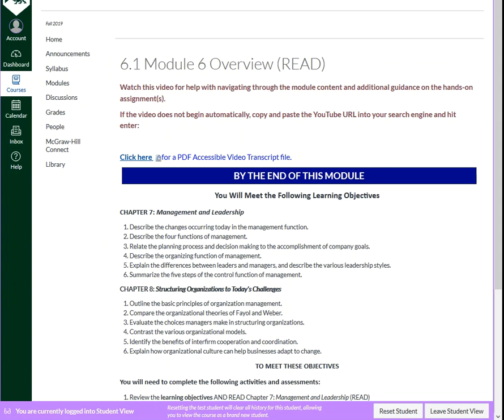Here we are at Module 6 for the 16-week semester, and this module focuses on business management, empowering employees to satisfy customers. By the end of this module, you'll have met the learning objectives for chapters 7 and 8 in your textbook, and to meet these objectives, you'll need to complete the following activities and assessments.